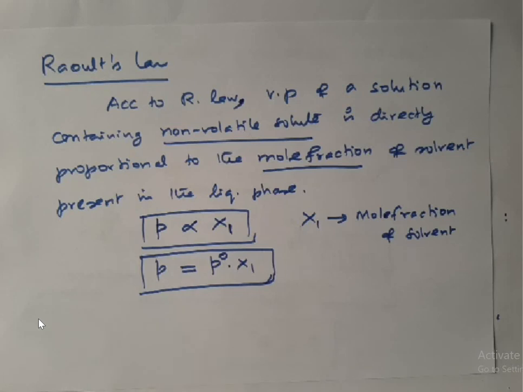In the next class we are going to discuss what are called colligative properties. This is the last part of this chapter. We'll discuss that in the next class. I stop here.